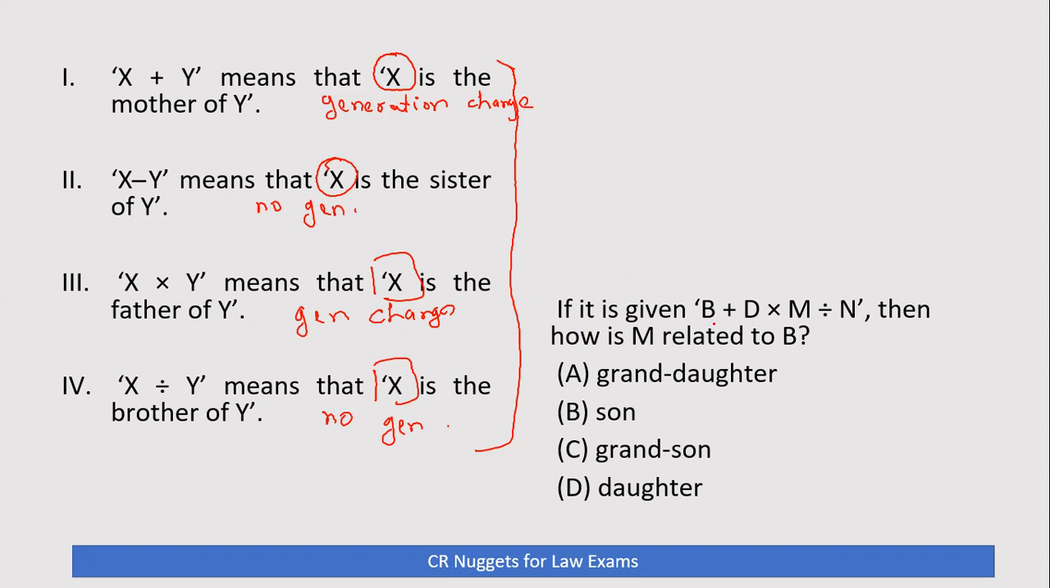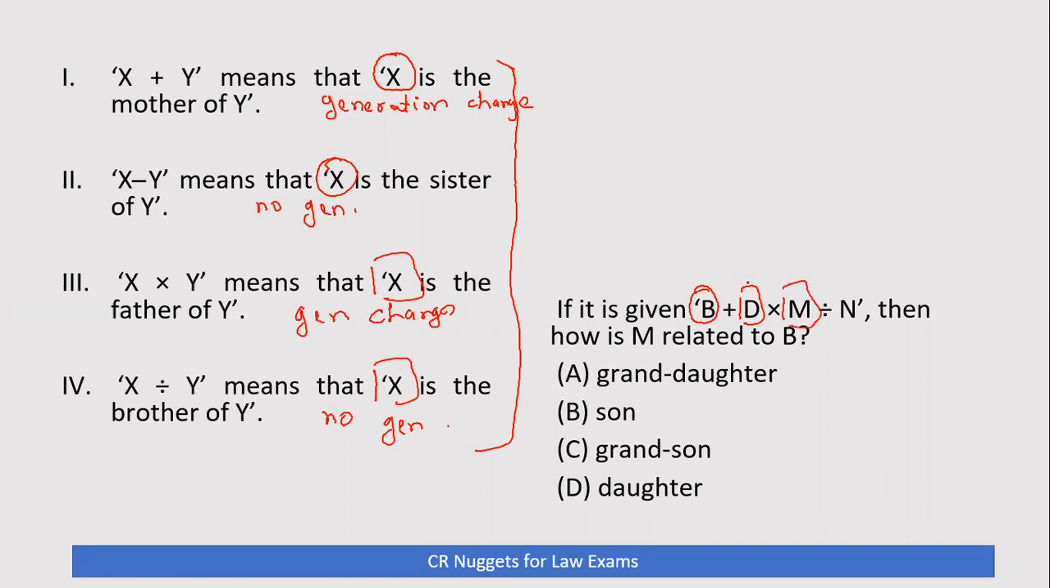Let us see how. If it is given that B plus D into M divided by N, then how is M related to B? All right. So let me put the genders here. Plus means this is female. Into means D is now male. M divided by N means X is the brother. So again, this is also male.